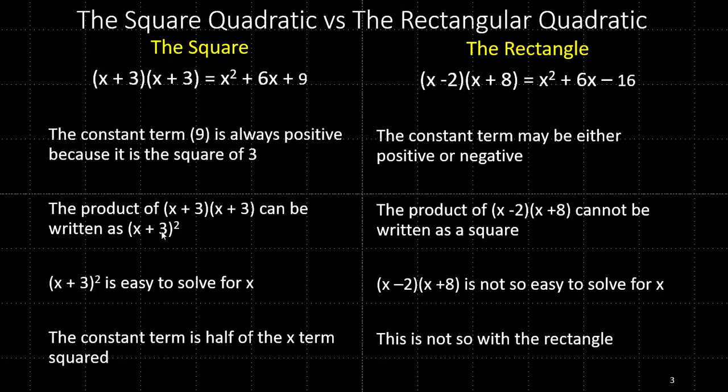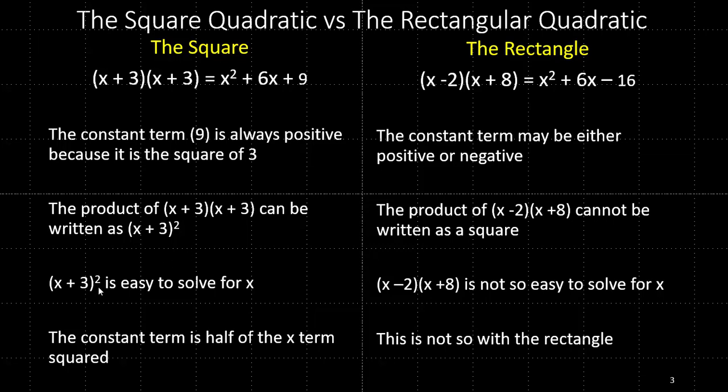Back to the square, the product of x plus 3 times x plus 3 can be written as x plus 3 squared. That's very important for us when solving quadratic equations. We'll see in a little while that's the case. In contrast, the product of the sides of a rectangle cannot be written as a square.